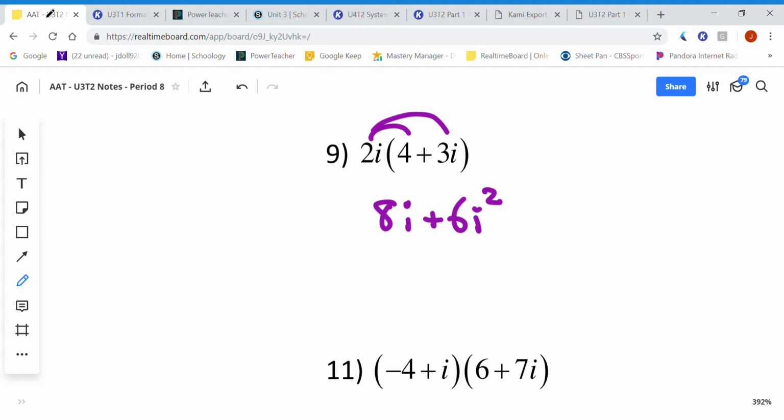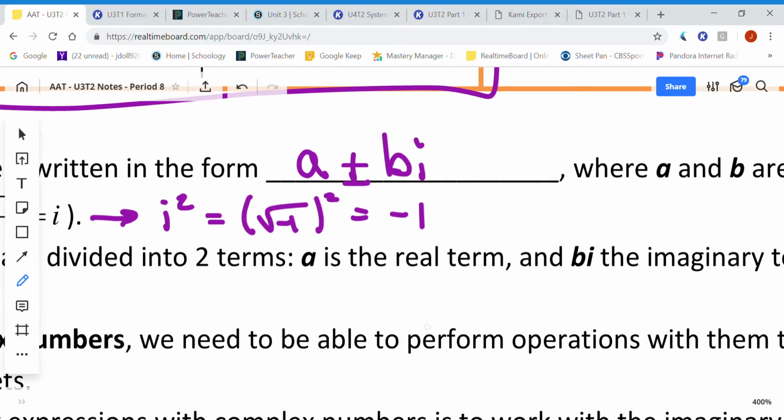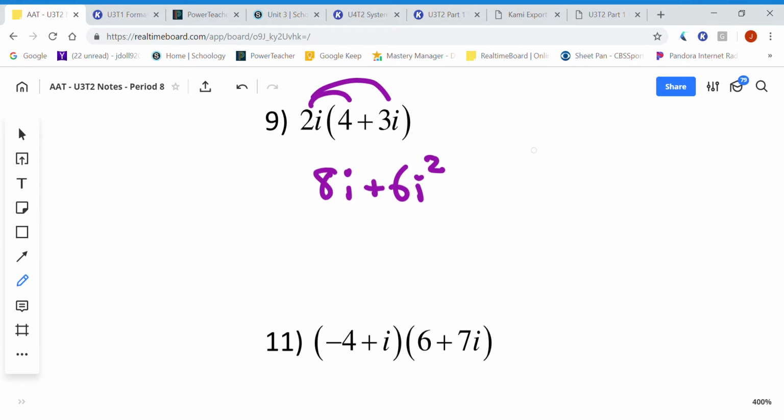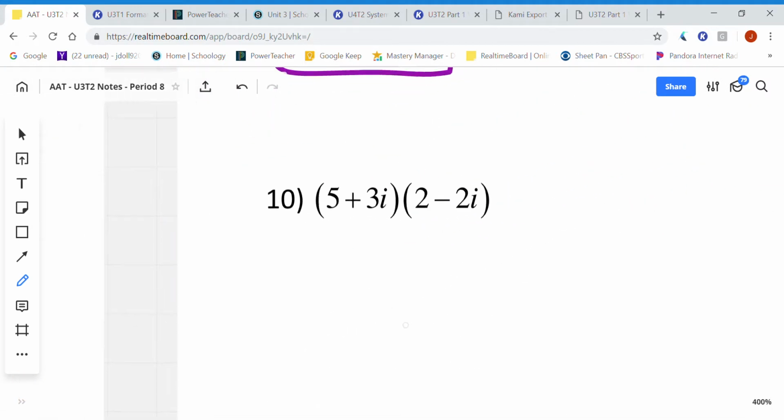Now this is where we've got to be careful, because i squared actually simplifies to, as we saw right here, -1. So, sorry if you're getting nauseous, I apologize. Right, so this actually becomes 8i plus 6 times -1. So we would write this as the real number first, negative 6 plus 8i. Right? Same deal on 10.